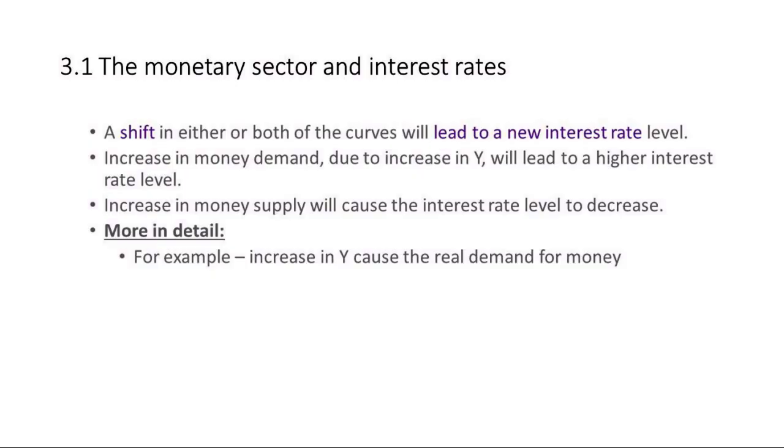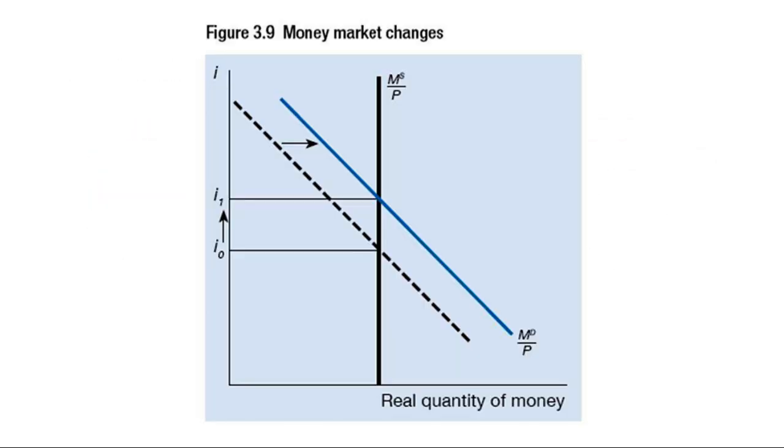Now we can do a little example that looks like figure 3.9. In this case, there's an increase in income that causes an increase in the demand for money. So the money demand curve moves to the right. Now what happens is that as people's incomes increase, they have a greater demand for cash. That means that they sell some of the financial instruments that they own in order to get that cash.